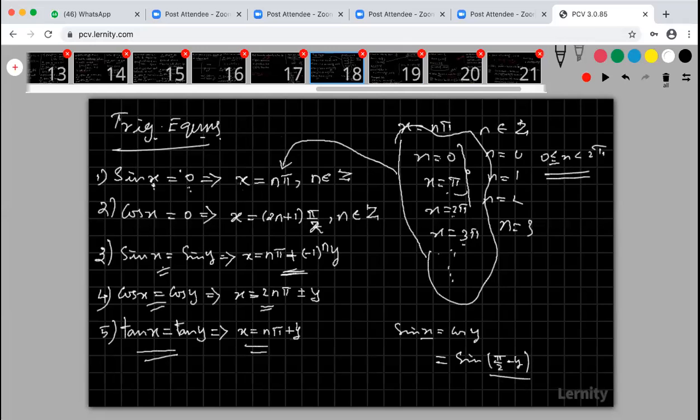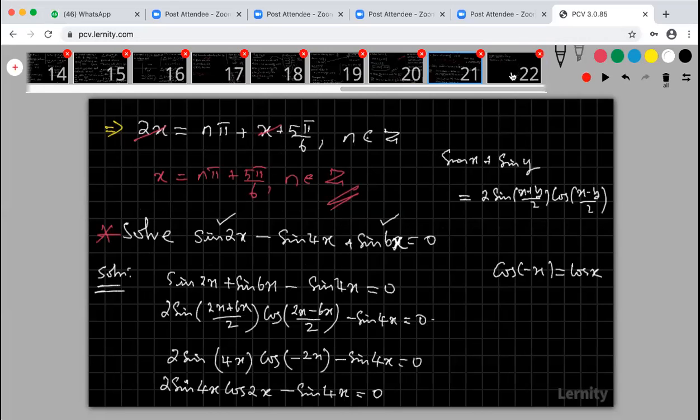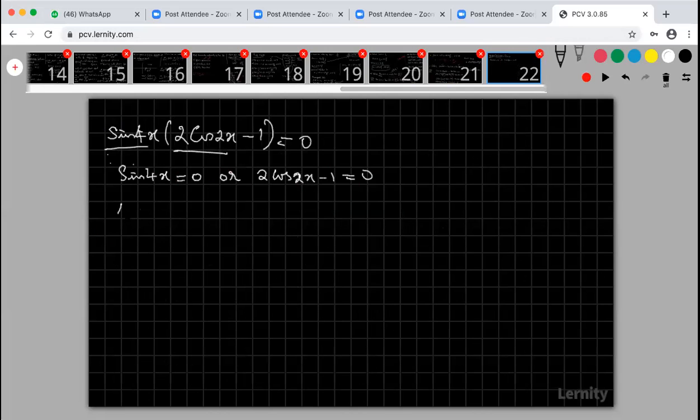Okay, so this sin 4x is equal to 0 means, look at that, what is the solution? Sin x is equal to 0 means x is equal to n pi. So therefore sin 4x is equal to 0 means 4x is equal to n pi, or x is equal to n pi by 4. Are you okay? This is one solution. Or this solution, what about this solution? 2 cos 2x is equal to 1. Cos 2x is equal to 1 by 2. Cos 1 by 2 is nothing but cos of pi by 3.